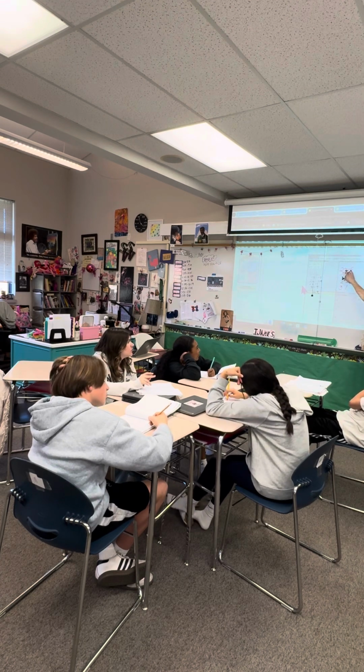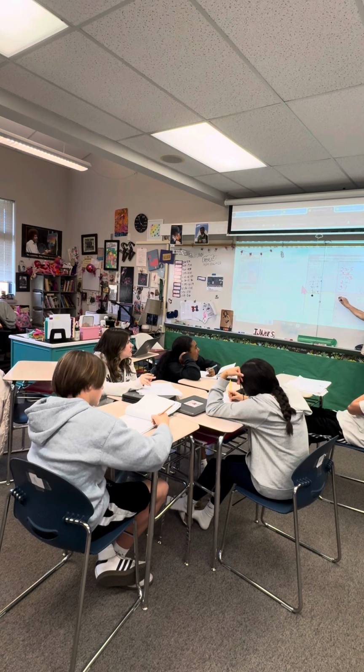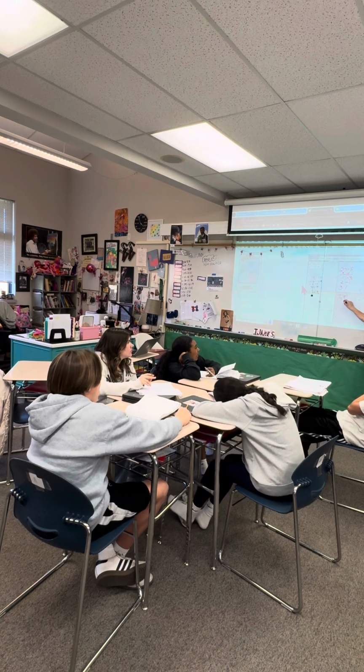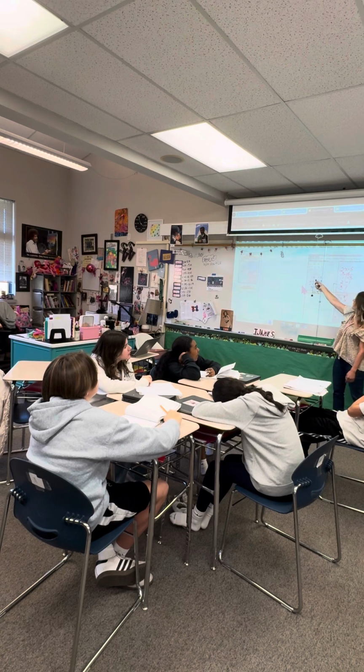In this equation, when x was 3, y was 1. In this equation, when x was 3, y was 1. This is the point of intersection that will work for both of these equations.